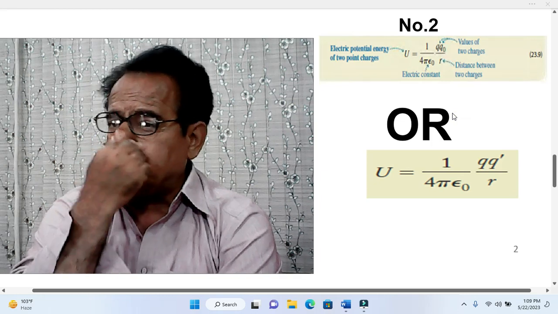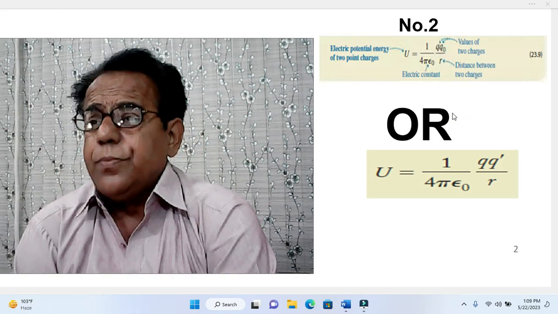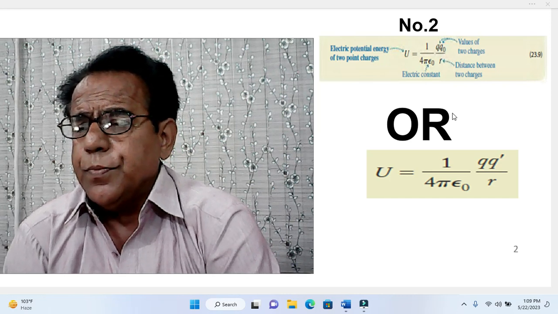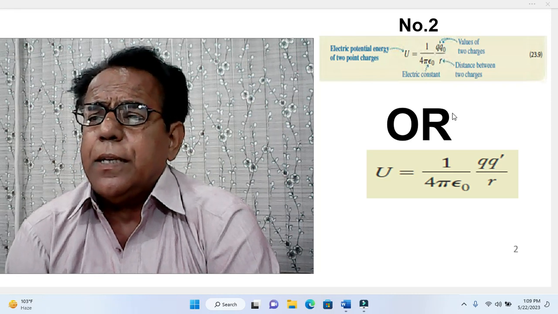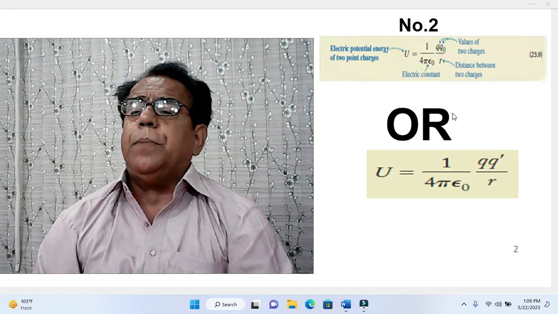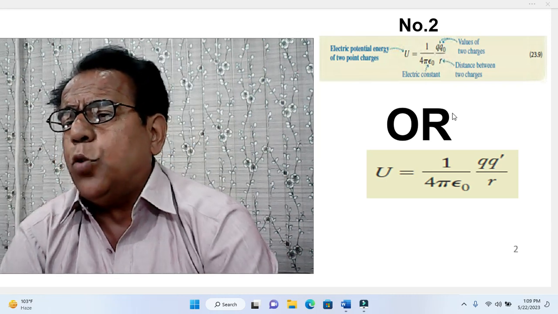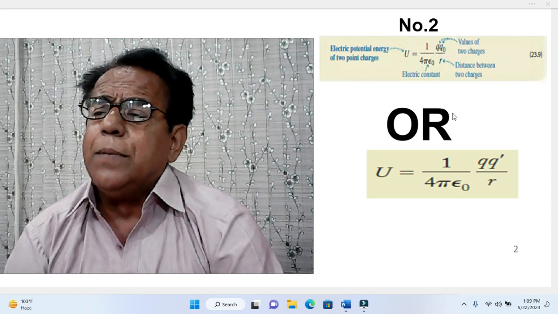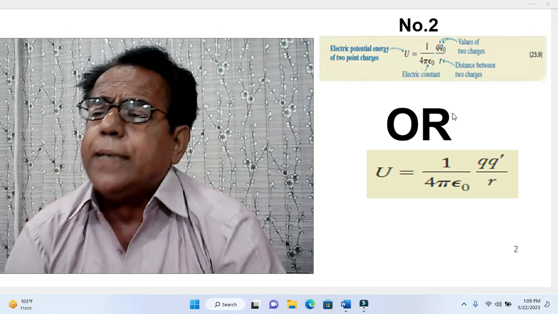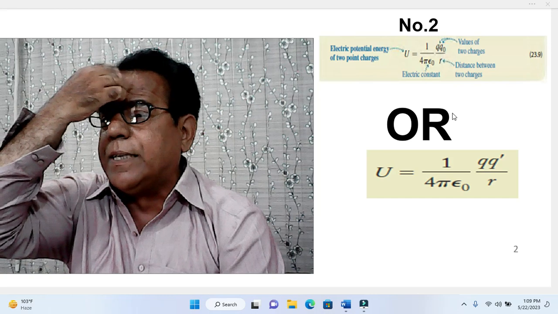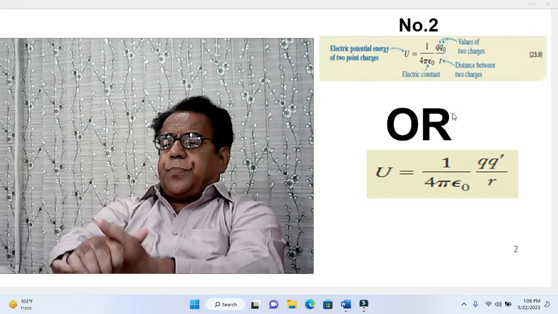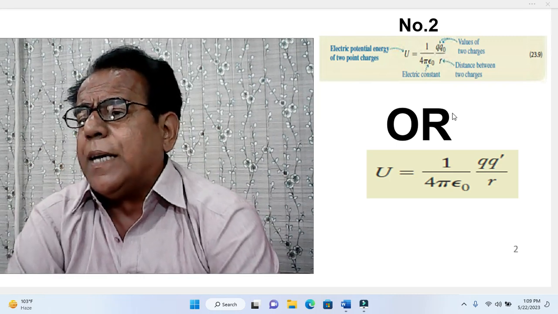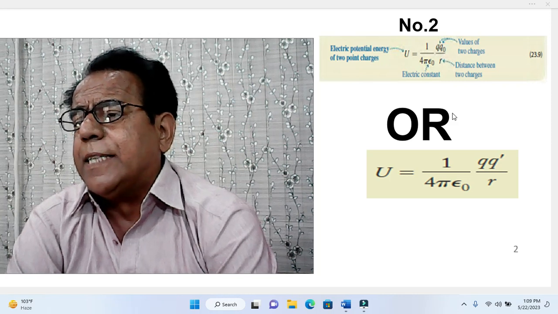Now we move to tool number 2, which is about the electric potential energy of two point charges. The electric potential energy, denoted by U, is equal to 1 over 4 pi epsilon naught, Q1 Q2 over R. This term, 4 pi epsilon naught, is combinedly called the electric constant or Coulomb constant, where Q1 and Q2 are the values of two charges and R is the distance between the two charges.